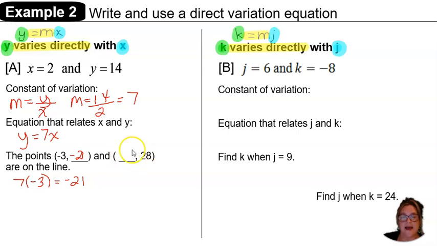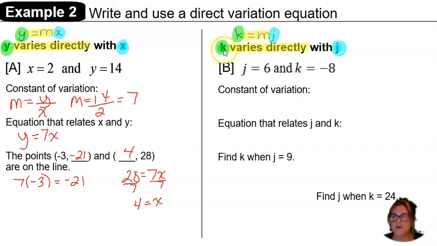If I want the x that goes with a y value of 28, then I'm going to put 28 into my variation equation. Since y varies directly with x, 28 is equal to 7x. Then to solve for x, I'm going to divide both sides by 7. And 28 divided by 7 is 4. And so when x is 4, y is 28. And these would be my 2 points on the line.